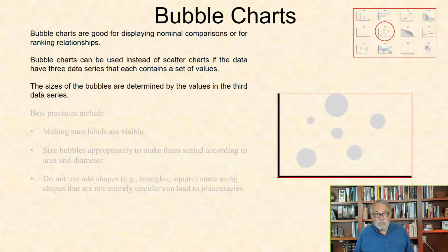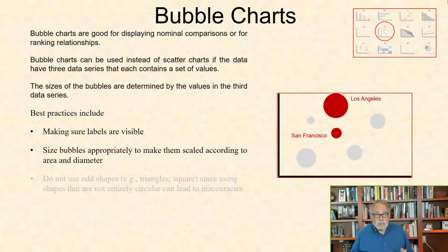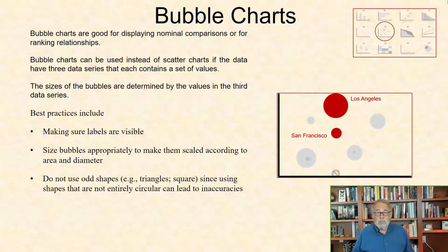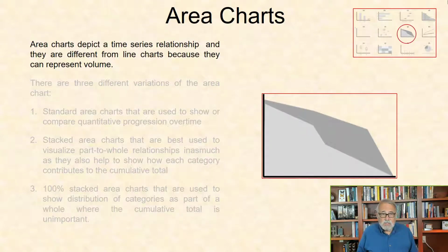Best practices include make sure labels are visible, size the bubbles appropriately to make them scaled according to area and diameter. Do not use odd shapes like triangles and squares, since using shapes that are not entirely circular can lead to inaccuracies. Area charts depict a time series relationship, and they are different from line charts because they represent volume.